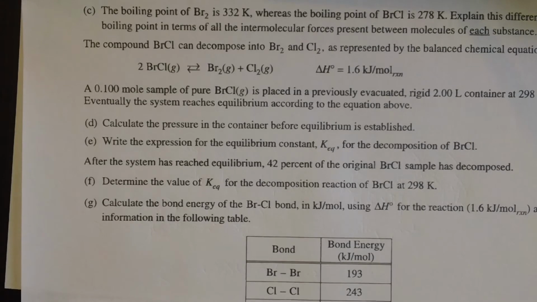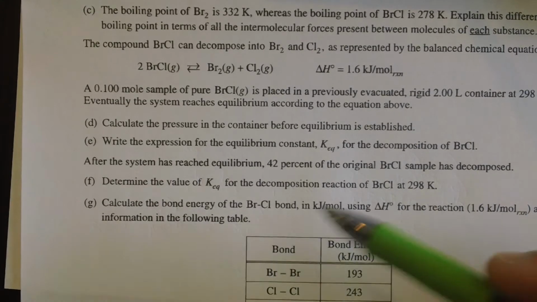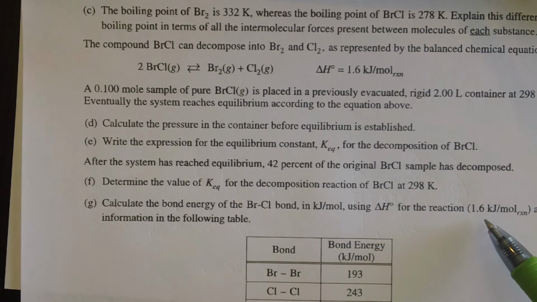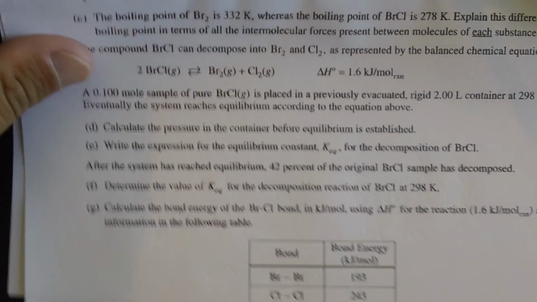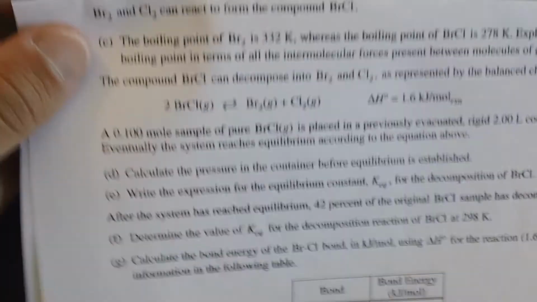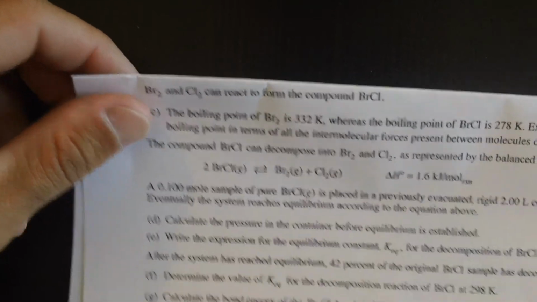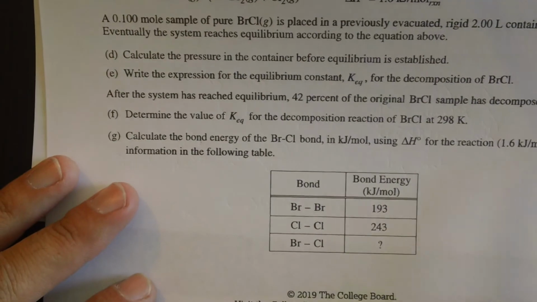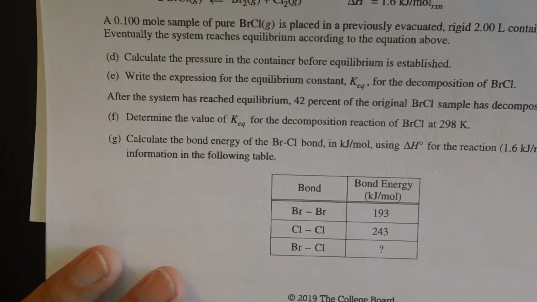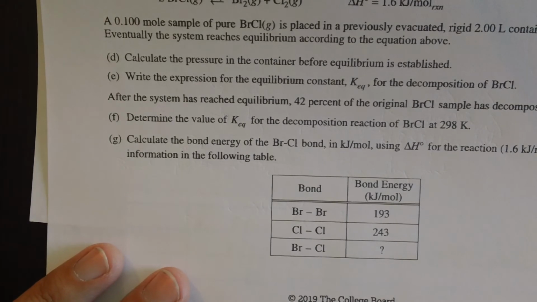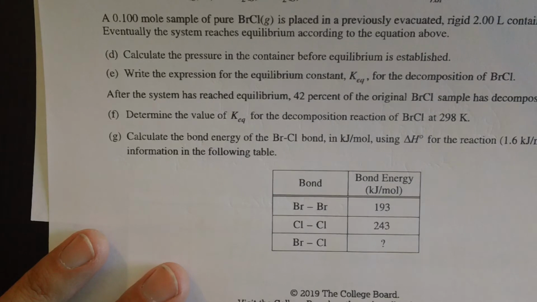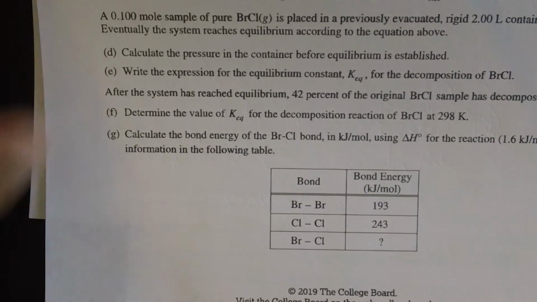So part G says calculate the bond energy, BrCl, in kilojoules per mole using delta H for the reaction of 1.6 kilojoules per mole. They gave us that delta H early on in this. Oh, there it is up there. And so they give us for the reaction, they want the bond energy for the bromine with the chlorine. I'm back to this delta H of reaction idea. Delta H for the reaction.